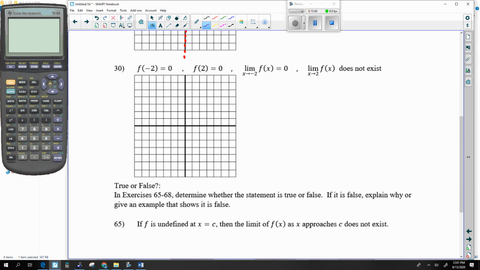Okay, f of negative 2 is 0. f of 2 is 0. The line leading to and away from negative 2 is equal to 0. And the line leading up into 2 does not exist. There you go. Something like that. We can have anything crazy, as long as the lines leading up to and from the 2 don't match up. That's really the key to that idea.